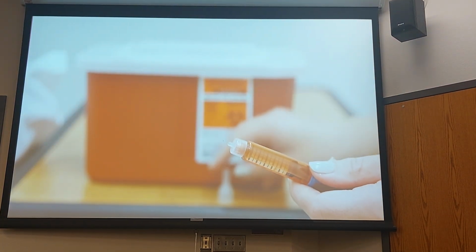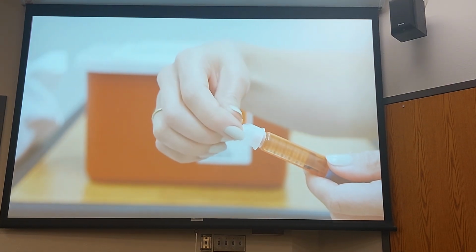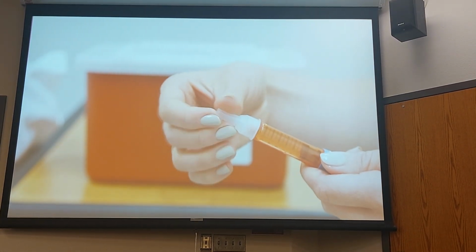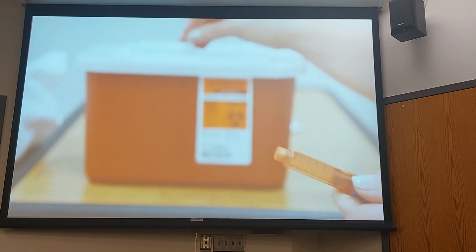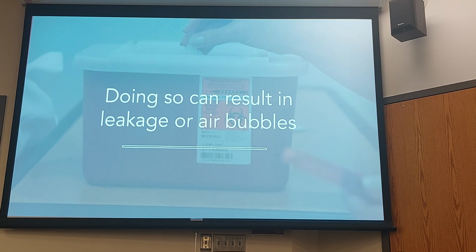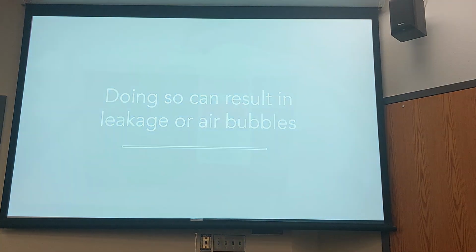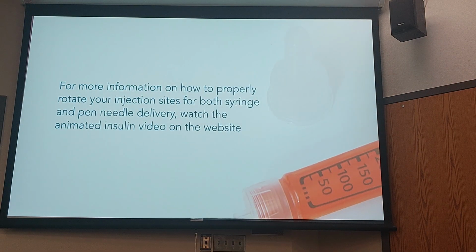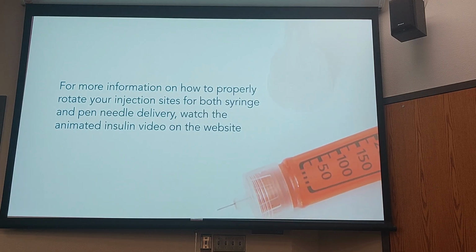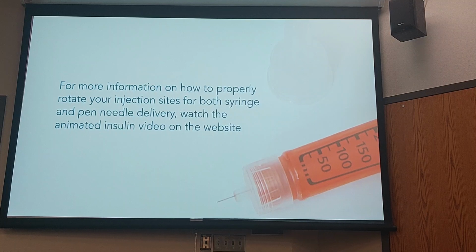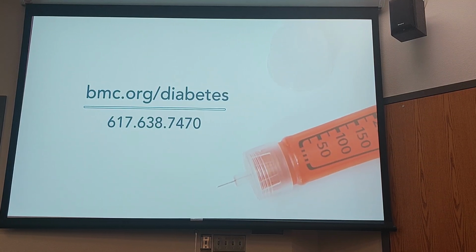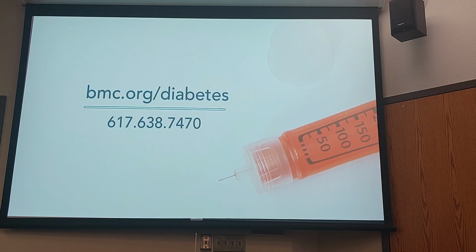Remove the needle from the pen by replacing the large white cover and unscrew it. Dispose of your used pen needle in a safe sharps container. Never leave the needle in your pen. Doing so can result in leakage or air bubbles. For more information on how to properly rotate your injection sites for both syringe and pen needle delivery, watch the animated insulin video on the website bmc.org/diabetes.